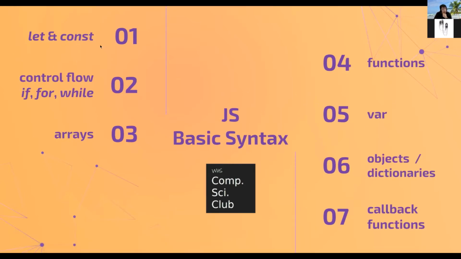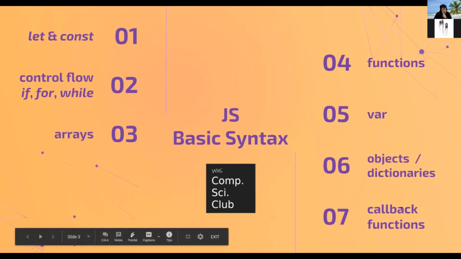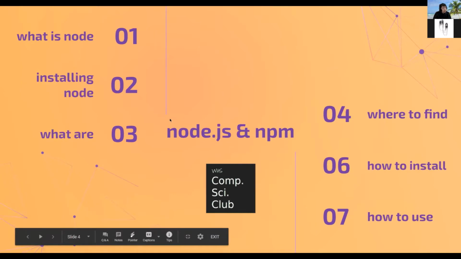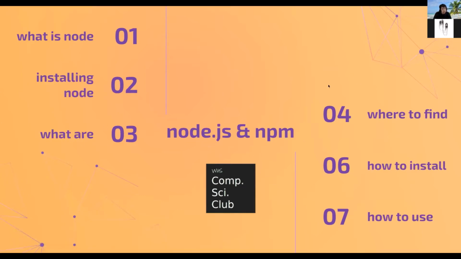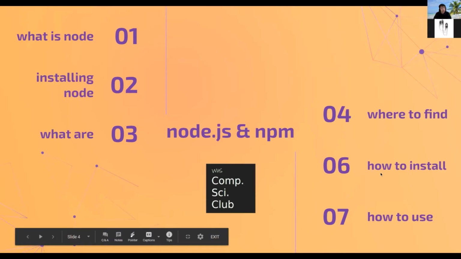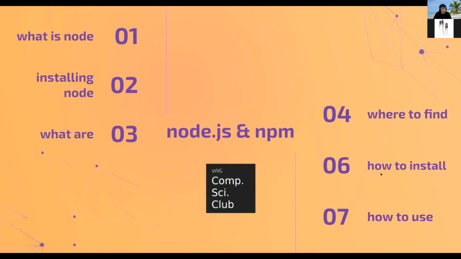So we'll be going over let and const, control flow, which is the if, for, and while, and arrays, functions, variables, objects / dictionaries, and then callback functions. And then if we have time, we'll get to Node.js and NPM. So we'll talk about what is Node and how to install it, and what are NPM packages, where to find NPM packages, how to install them, and lastly, how to use the NPM packages. So I think I'm going to stop sharing now, and Zenka is going to start with the JavaScript.